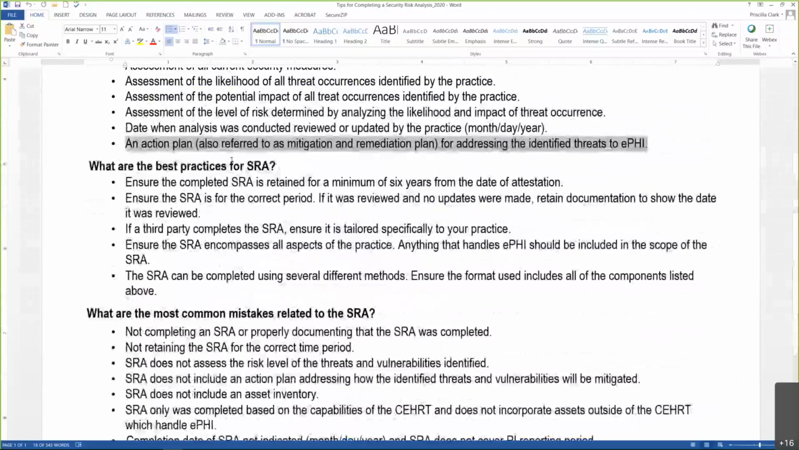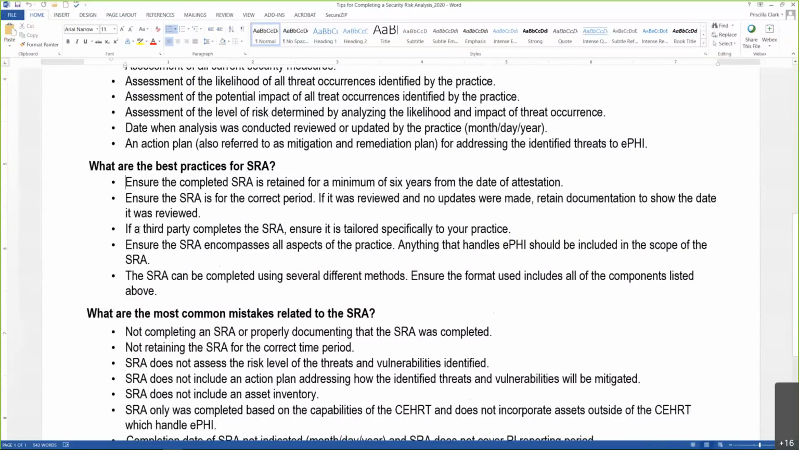So what are the best practices for the SRA? You want to ensure the completed SRA is retained for a minimum of 6 years from the date of attestation. You want to ensure the SRA is for the correct period. If it was reviewed and no updates were made, you want to retain documentation to show the date it was reviewed, because it still needs to be dated on or after the last day of the PI reporting period.